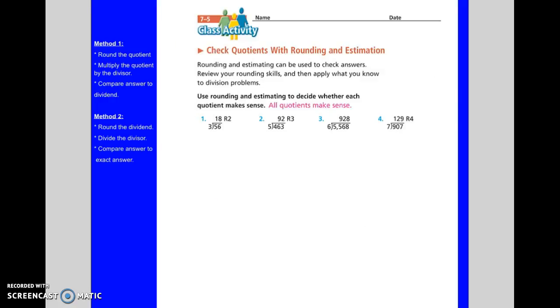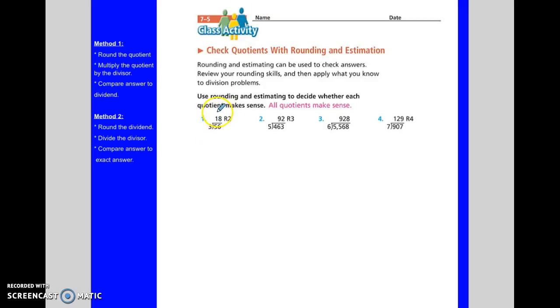So there are two methods that we can use, and we're going to talk about both of those methods, and then we'll practice them. So method number one, the first thing that you do is that we round the quotient. Okay, now remember the quotient is the answer. So we round the quotient and then we multiply. And we want to make it nice and easy for ourselves. So we're going to round it to a number that we can easily multiply by 2.